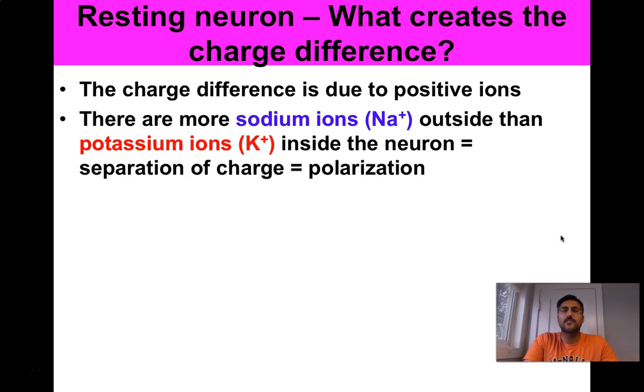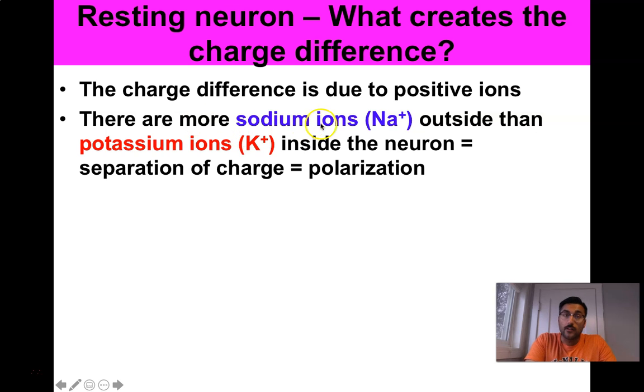Well, the charge difference is due to positive ions. So this is something very critical to understanding. There's more, but we're going to focus on two major ions that are relevant to making a signal get transmitted down a neuron: sodium ions, which are positively charged, and potassium ions, which are also positively charged. So Na plus and K plus.